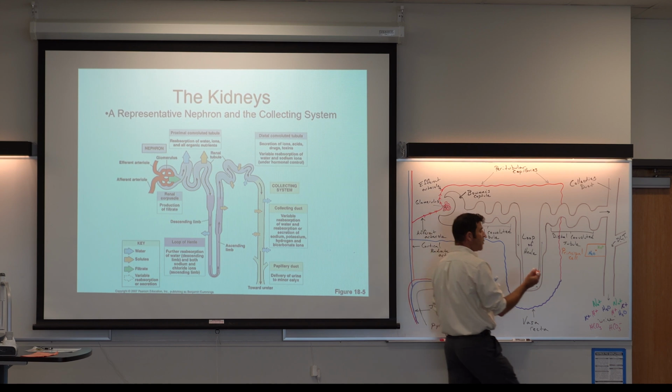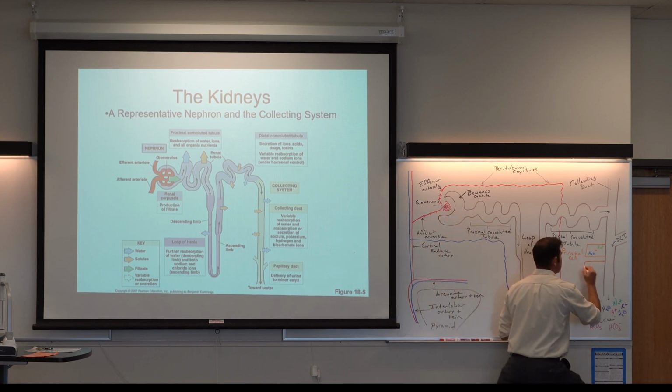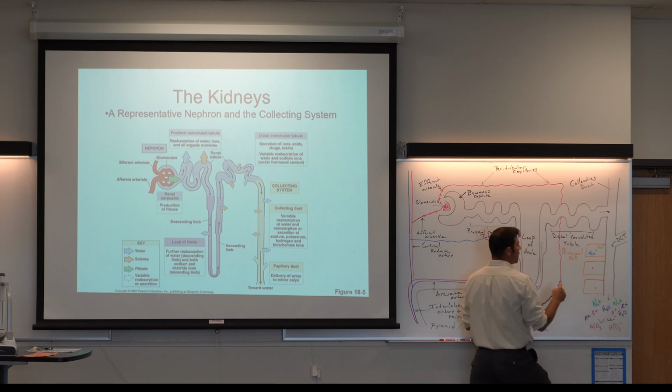But let's introduce the other two cells that play a role. Let me just draw them both on here. The first one is going to be what we call a type A intercalated cell.